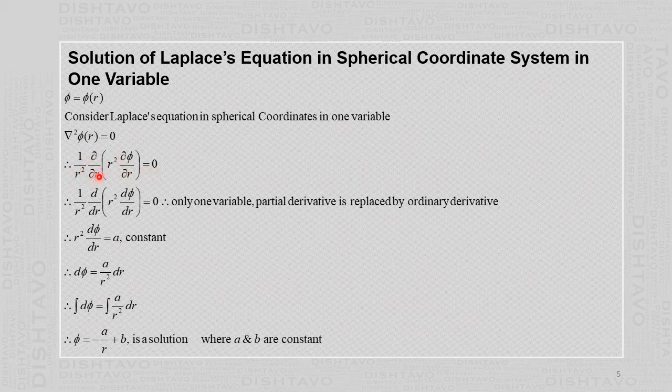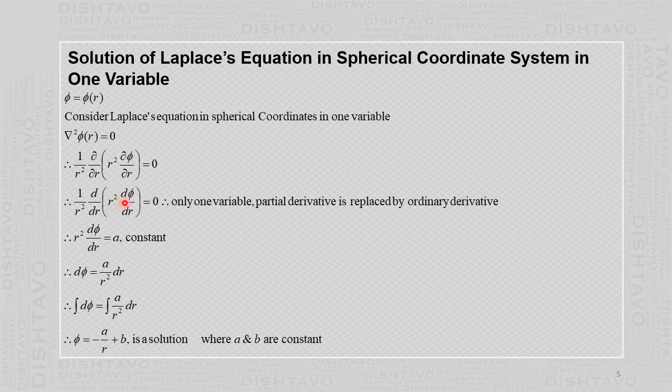Then in this equation there is only one term, and that also depends upon the variable r. So only one variable. So whether you write a partial derivative or ordinary derivative, it does not make any difference. So we write it as 1 by r square, d by dr, r square d phi by dr, equal to 0. Then this r square gets multiplied with 0, it becomes 0, and what remains is d by dr, r square d phi by dr.